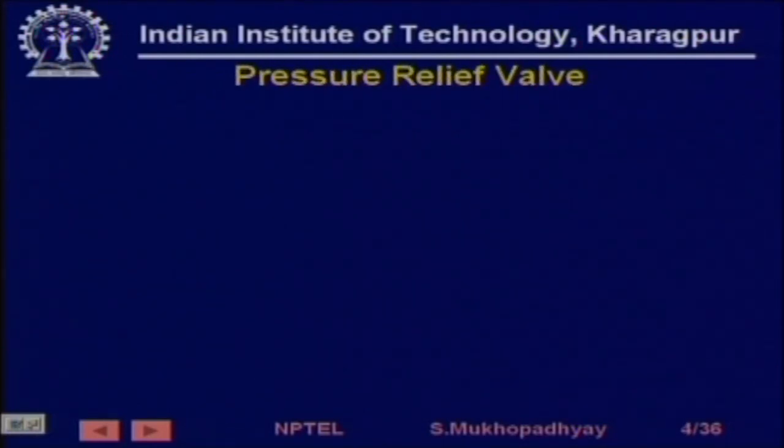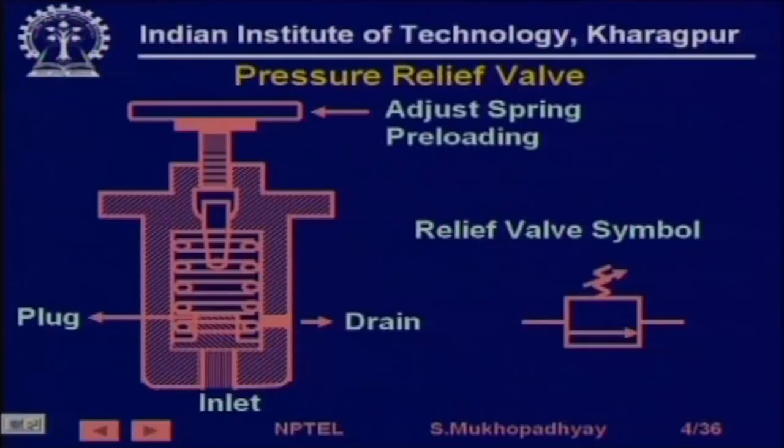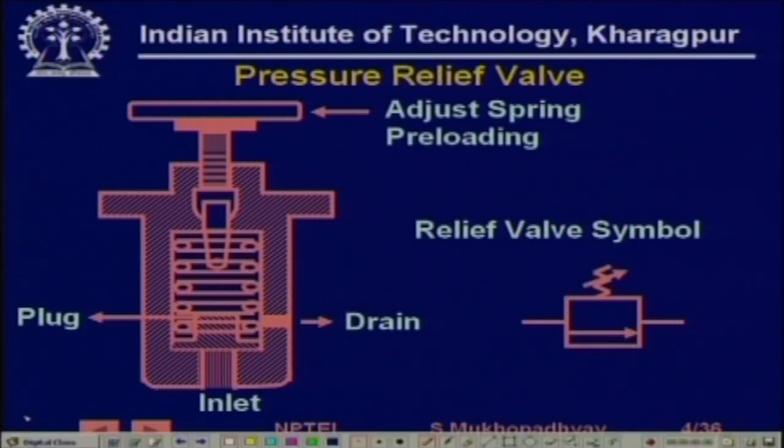So, coming over from the last lesson, pressure relief valves. These valves are typically mounted in parallel in general. That is, you have a pipe through which the main flow takes place, and this valve is going to be connected in parallel. So, in a hydraulic circuit, you will have the main line and you will have a pressure relief valve connected typically to tank.